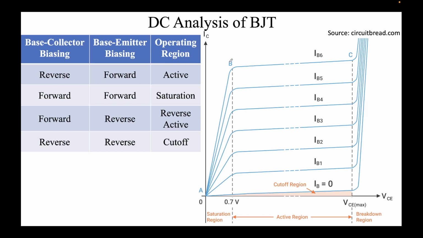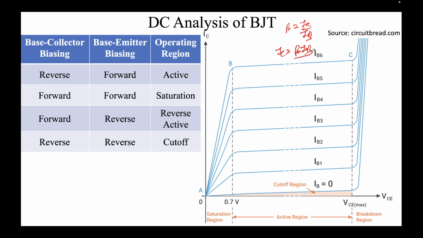Now this is called the output characteristics. This is IC versus VCE, and you can see as we increase IB, IC increases. You know that beta equals IC upon IB, so IC is nothing but beta times IB, beta being a constant. As we increase IB, IC should increase.